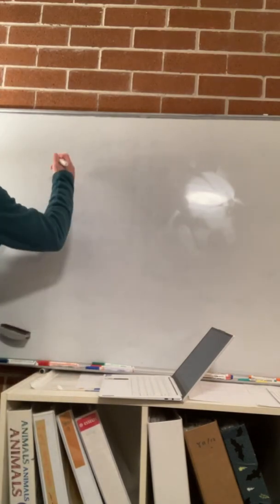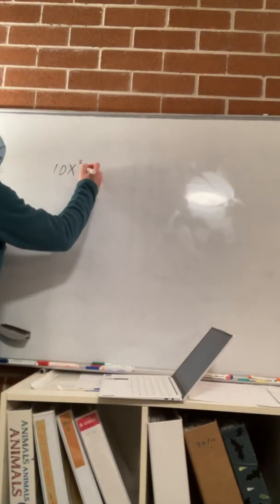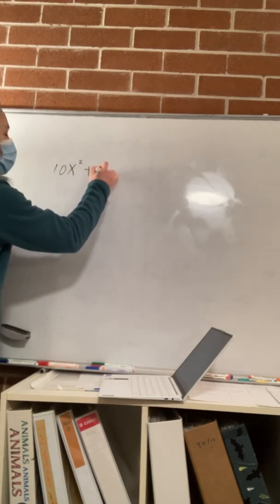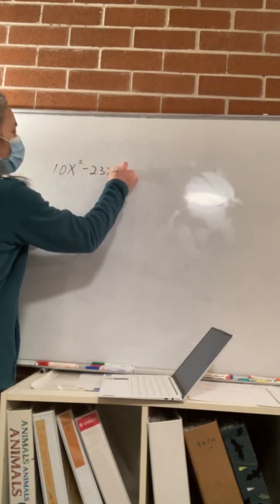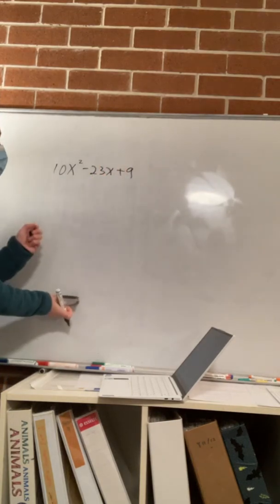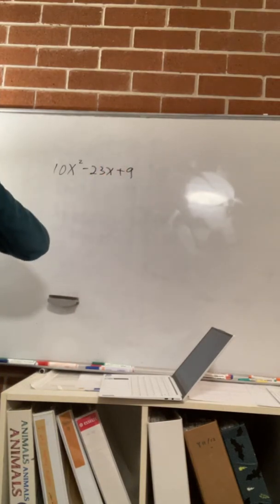So what's that? 10x squared minus 23x plus 9. So 10x squared, then plus 23x minus 23x. Okay, so you have minus 23x plus 9. Okay, the way we did it is doing the cross multiply method.